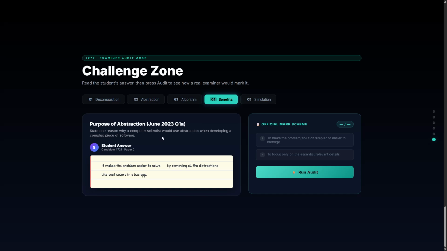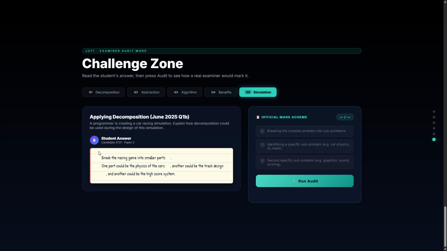State one reason why a computer scientist would use abstraction when developing a complex piece of software. It makes the problem easier to solve by removing all the distractions like seat colors in a bus app. Full marks. Again, makes the problem easier to solve by removing all the distractions.